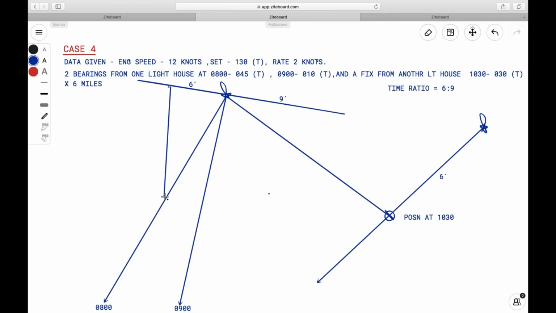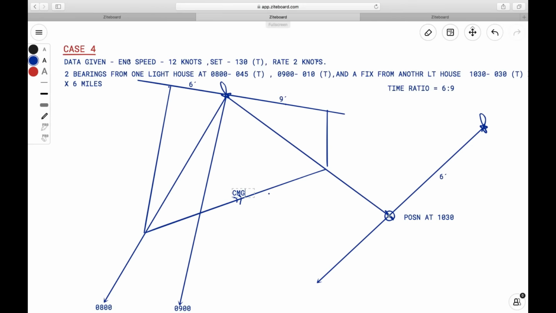So if you draw the perpendicular line will be like that, somewhat like this. The other one will be somewhat like this. So joining this will give you your CMG. So this is your CMG. This is not the actual CMG, this is your CMG.